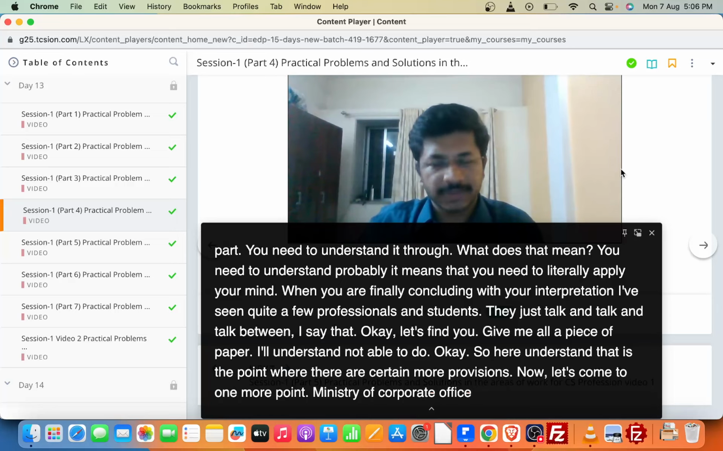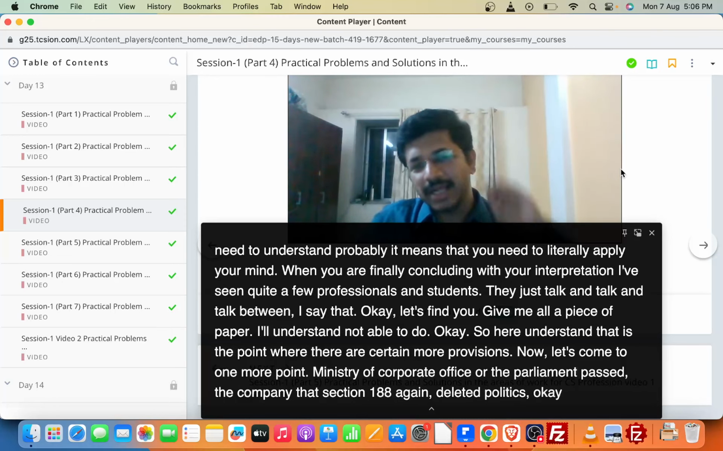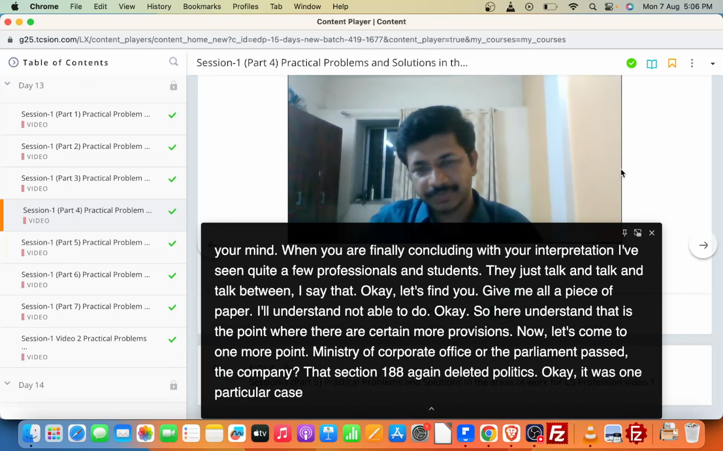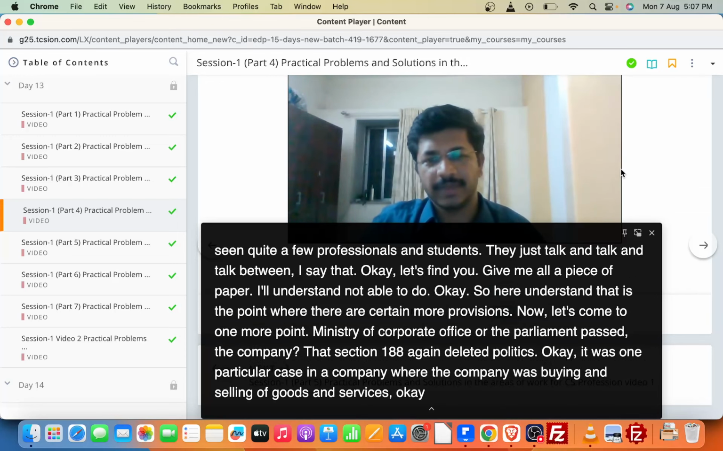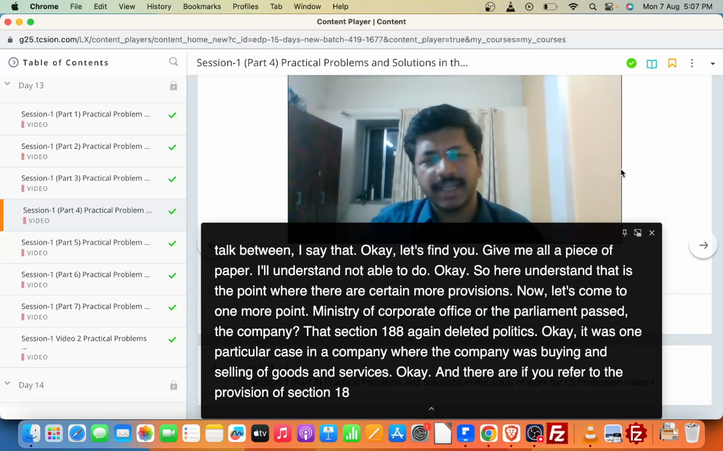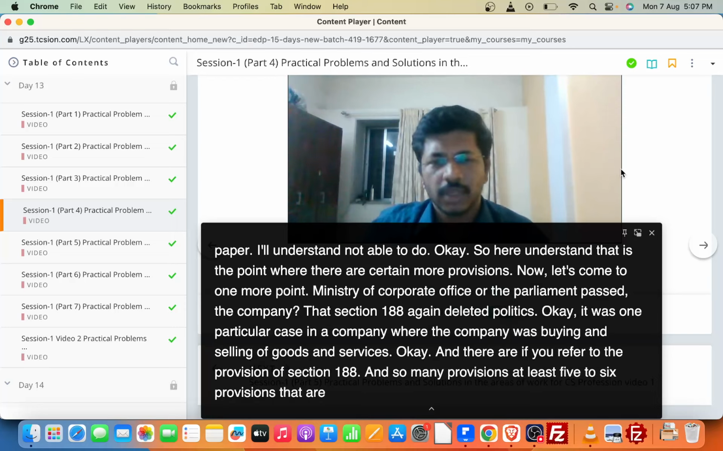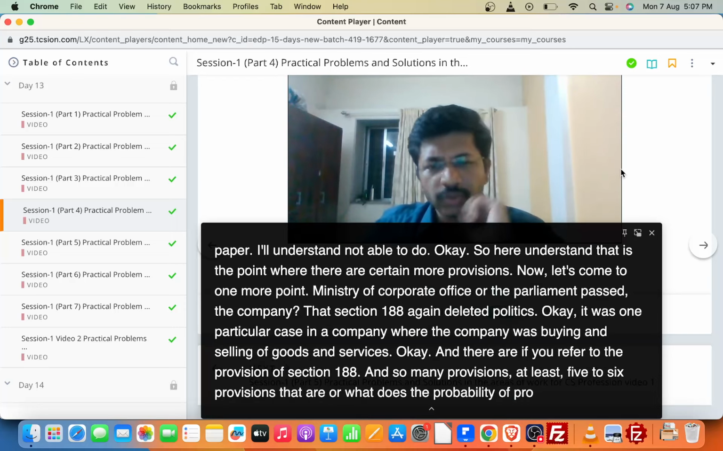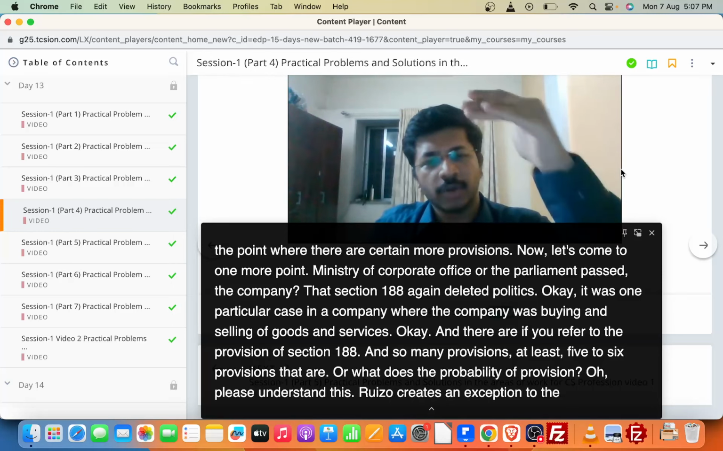The Parliament passed the Companies Act, section 188, again related party transactions. There was one particular case in a company where the company was buying and selling goods and services. And if you refer to the provisions of section 188, there are so many provisos, at least 5 to 6 provisos that I am aware of. Now, what does a proviso do? Please understand this, a proviso creates an exception to the statute or that particular provision.